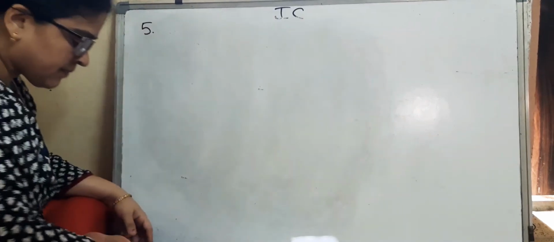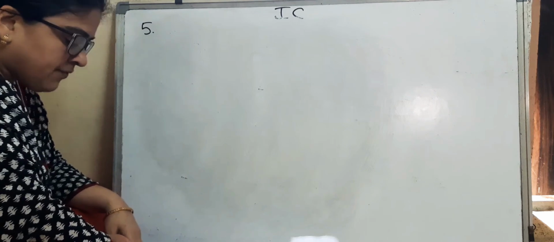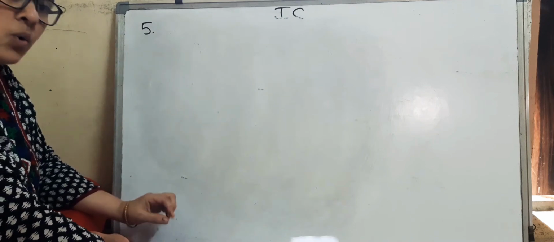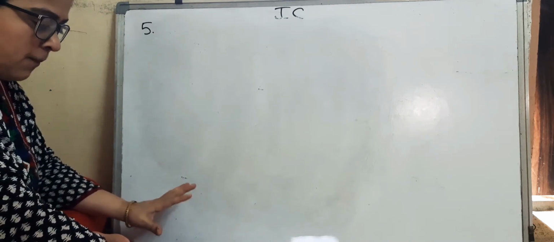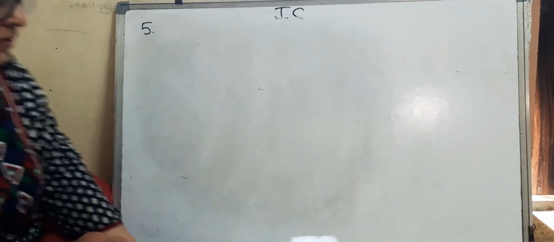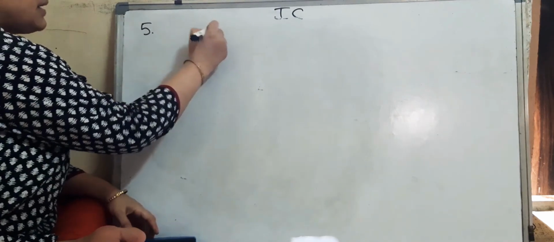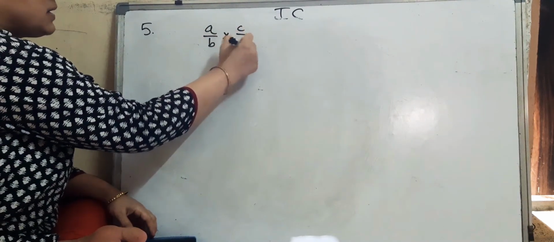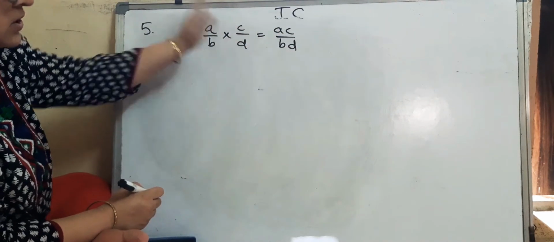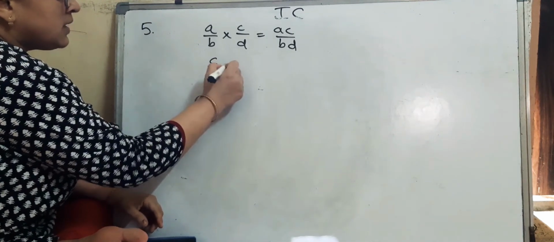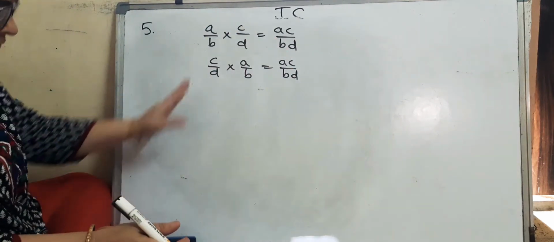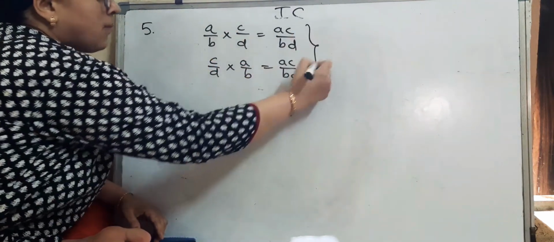Now, fifth. For each of the rational number given below, verify their multiplication is commutative. Now, in a previous exercise, I have told you what is commutative property, what is distributive property, right? Now, in a commutative property, we have to reverse the digits. First of all, A upon B into C upon D is equal to AC upon BD, right? Now we have to reverse these digits. So first you write C upon D into A upon B equal to same. Both answers will be the same. Now first of all we have to verify this commutative. This is the commutative property.